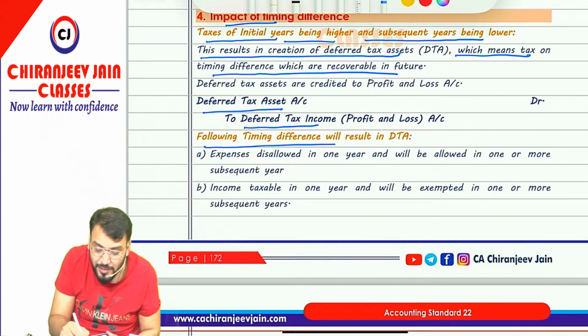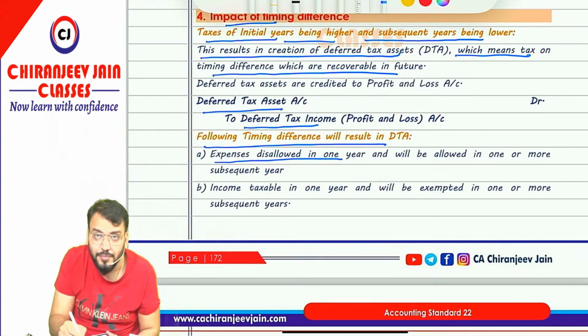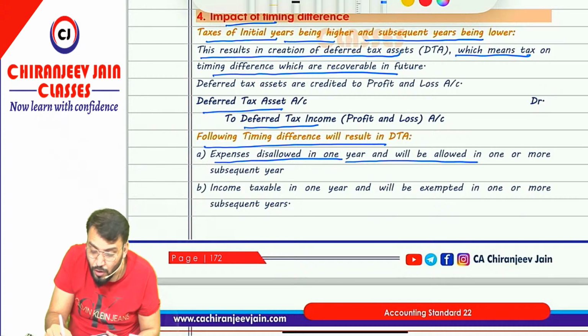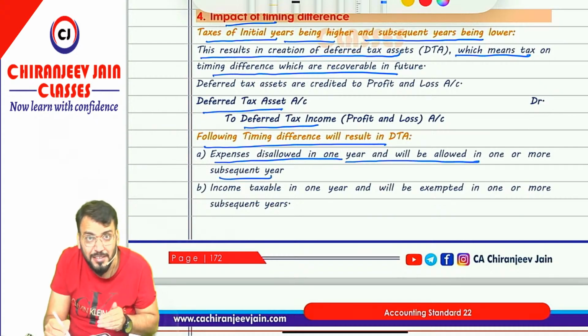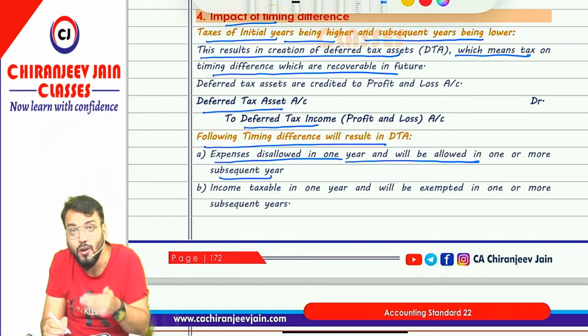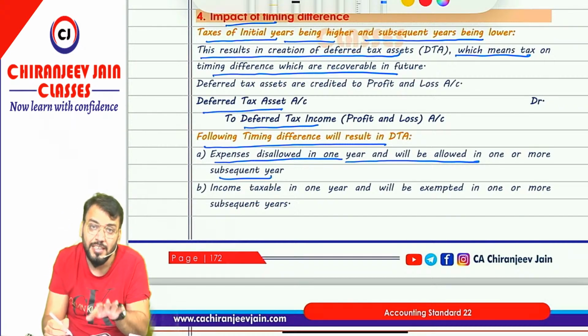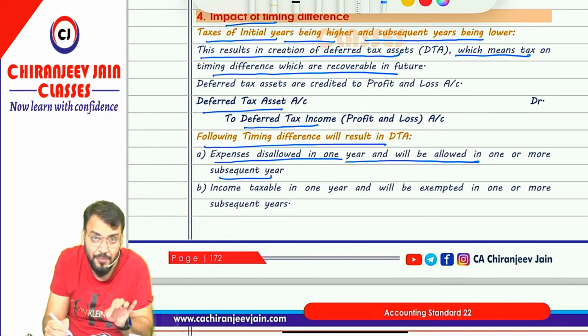The following timing difference will result in DTA. This I have already explained. Expense disallowed in one year and allowed in one or more subsequent years. An expense disallowed in the current year and allowed in one or more future years will give rise to what? Deferred tax asset.